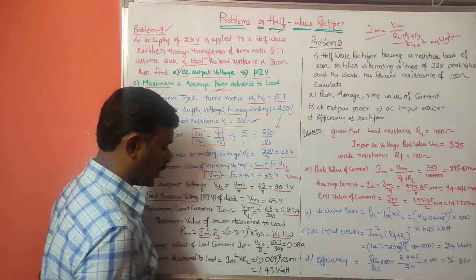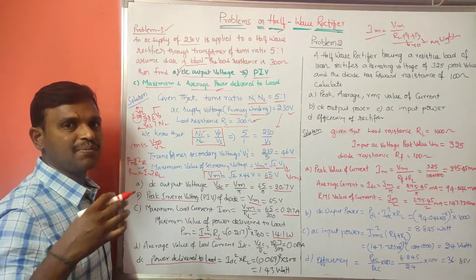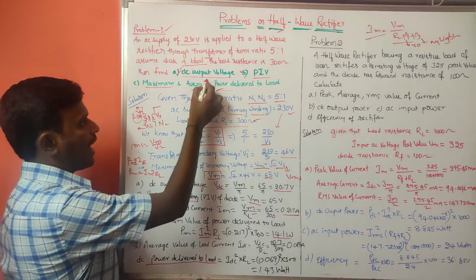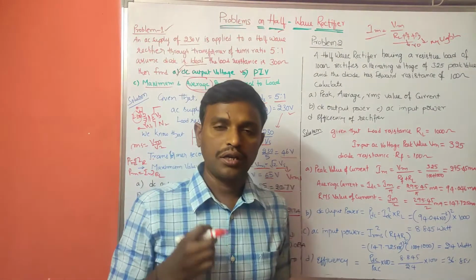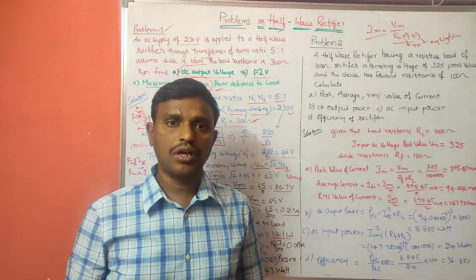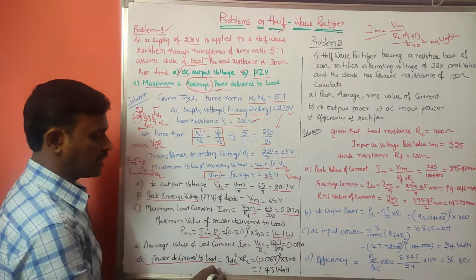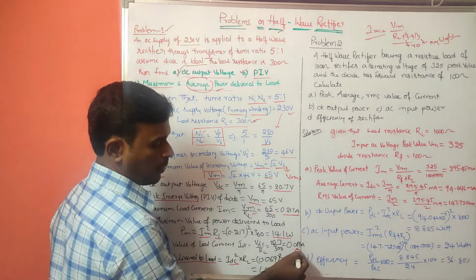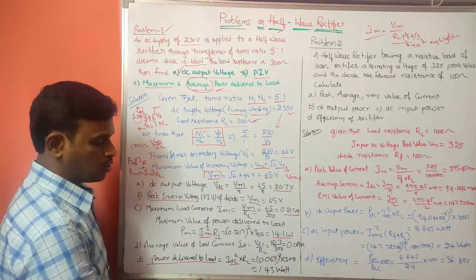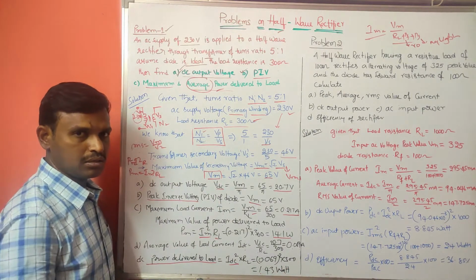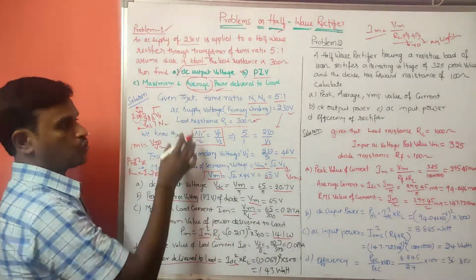Okay. Now we have to calculate the DC power delivered to the load, or the average power delivered to the load, that is equal to I squared R. Here, for DC power, it is IDC squared into RL. IDC is 0.069, whole squared, multiplied with 300. So you will get 1.43 watts. This is the problem given here and its solution.